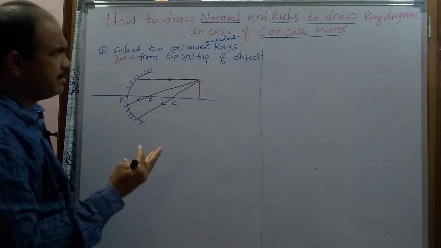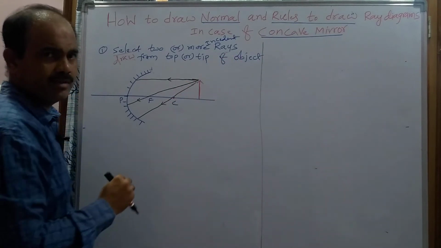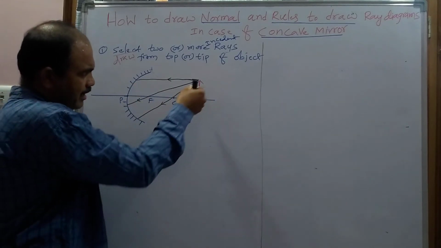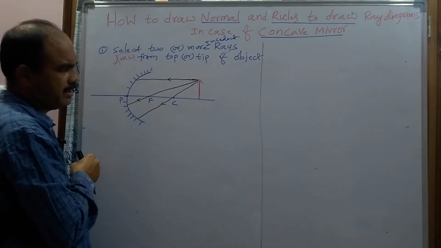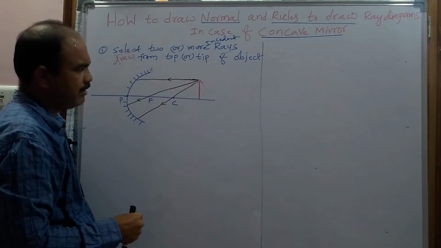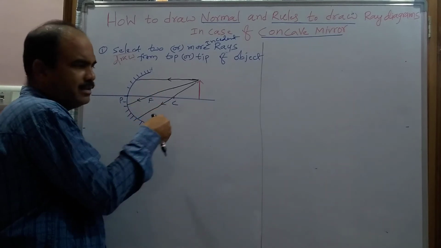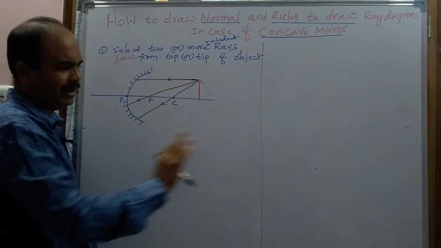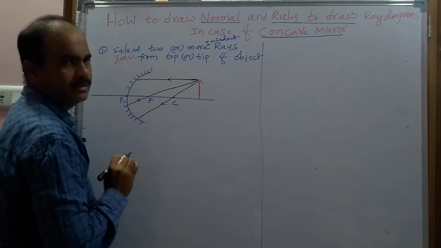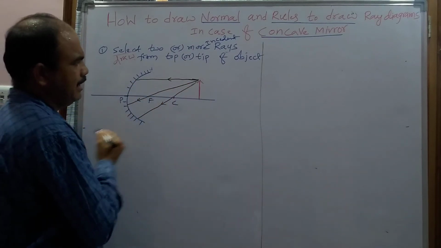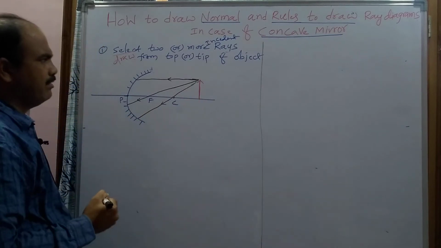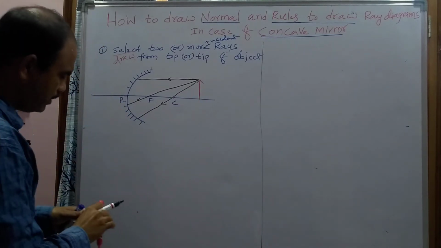So what are the 3 simple incident rays to draw the ray diagrams? First one is a ray which is parallel to principal axis, the second one is the ray passing through focus, and the third one is the incident ray passing through center of curvature. If 3 is not possible, select the ray in any direction. Later I will tell how to take that ray. So these are the 3 rays. This is the first rule. And come to the second rule.